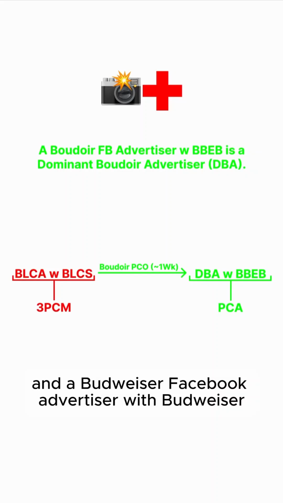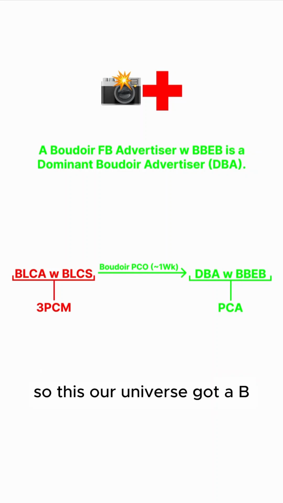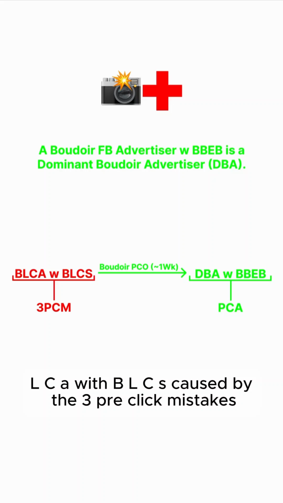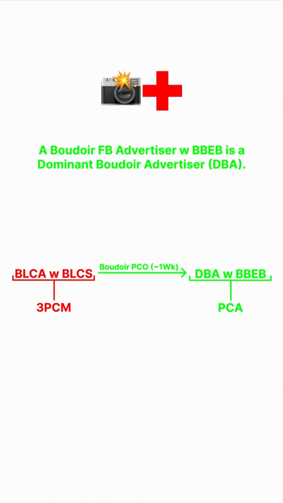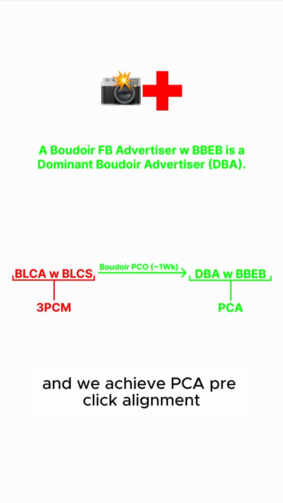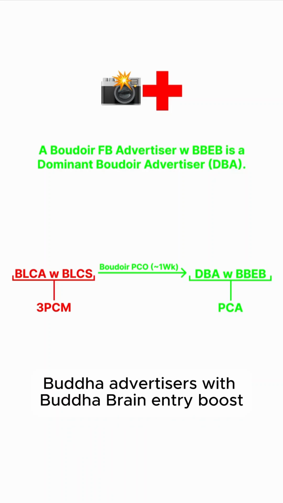And a Boudoir Facebook advertiser with Boudoir brain entry boost is a dominant Boudoir advertiser, a DBA. So this is our universe. Got a BLCA with BLCS, caused by the 3 pre-click mistakes. Solution is Boudoir Pico, takes about a week. And we achieve PCA, pre-click alignment, and we become dominant Boudoir advertisers with Boudoir brain entry boost.